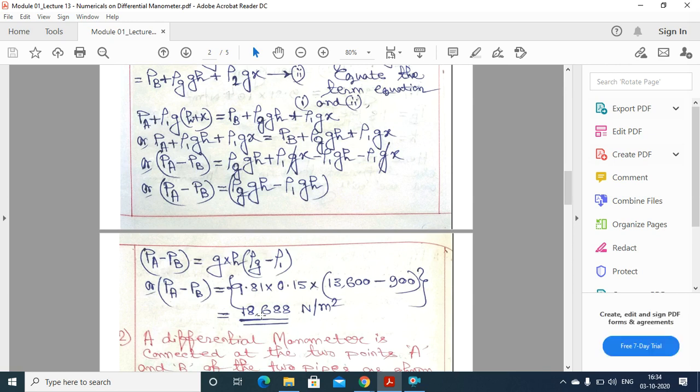Okay. So Pa minus Pb, that is the pressure difference between the 2 points in pipe A and pipe B, here will be 18,688 Newton per meter square.